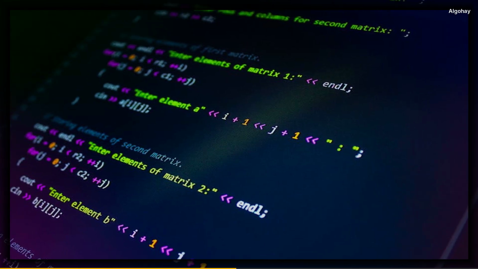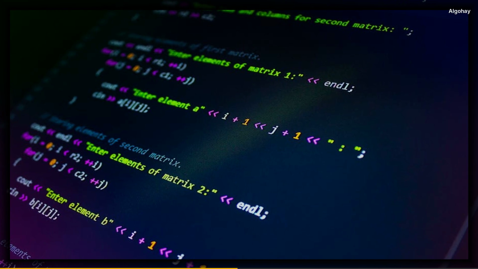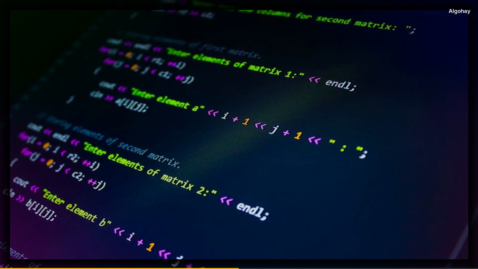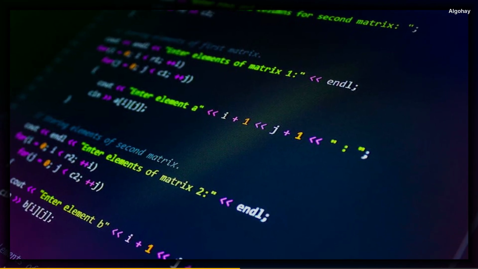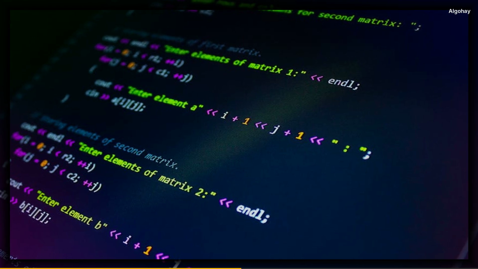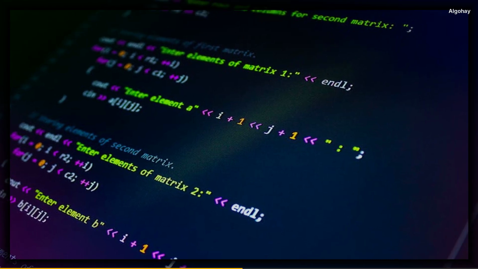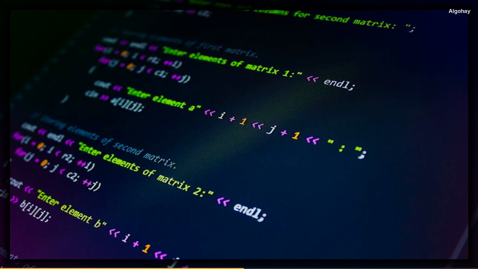Branch and bound. This method systematically explores the solution space by pruning branches that cannot yield an optimal solution. It is particularly useful in optimization problems such as the traveling salesman problem.